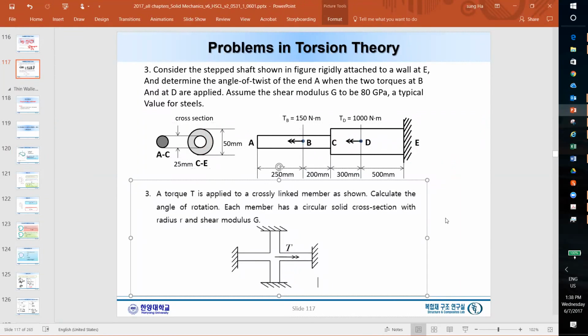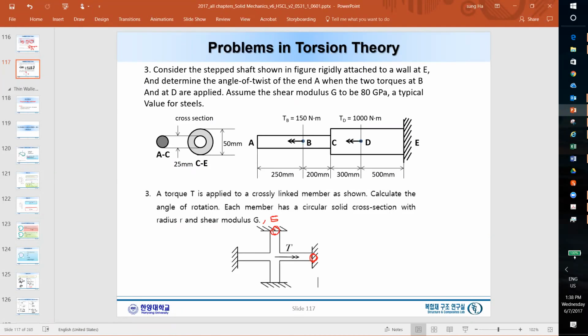It is like that. And here, torque T is applied to a closely linked member as shown, and calculate the angle of rotation. Each member has a circular solid cross-section with radius R and shear modulus. Here, again, the cross-section is circular, and this is also circular. And we have shear modulus G and tensile modulus E.